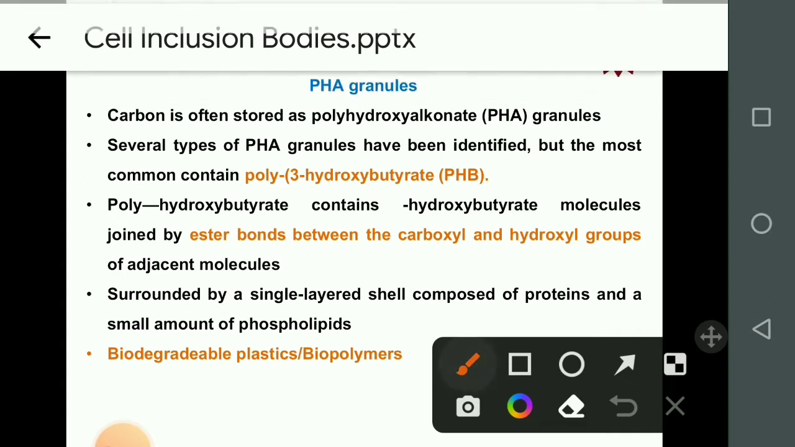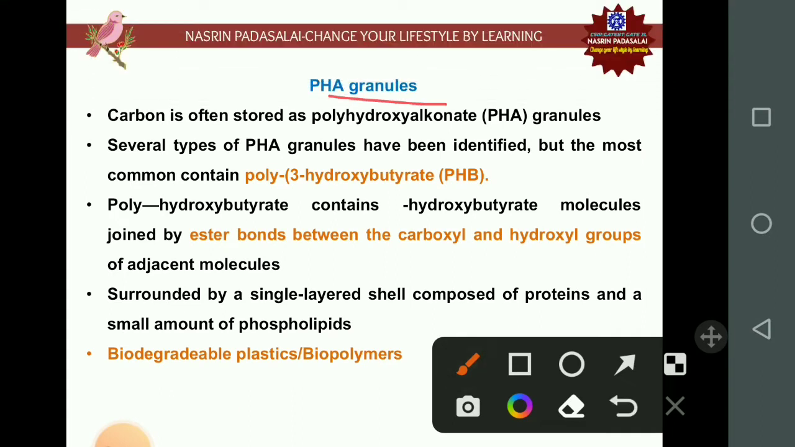So first we will study this PHA granule. Generally carbon is stored in this PHA granule, and several types of PHA granules have been identified, but the most commonly studied one is poly-3-hydroxybutyrate, that is PHB. Okay, so this PHB contains hydroxybutyrate molecules which are joined by an ester bond. The ester bond is present between the carboxyl group of one molecule and the hydroxyl group of another molecule. So the bond present is an ester bond.